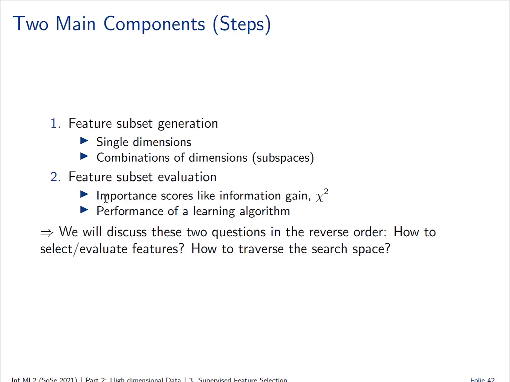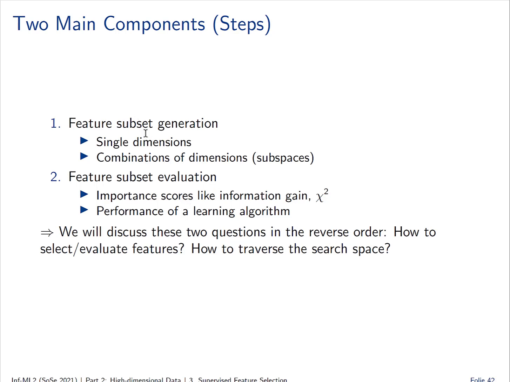And here we typically have some kind of performance scores like information gain, chi-square, entropy, and stuff like that. Or we could try to evaluate the subset in the context of the performance of the learning algorithm, because everything done here is pre-processing, and we want to apply some learning algorithm afterwards. The performance of that learning algorithm could also be an evaluation criterion for this subset generation. And we will actually discuss these two questions in reverse order.